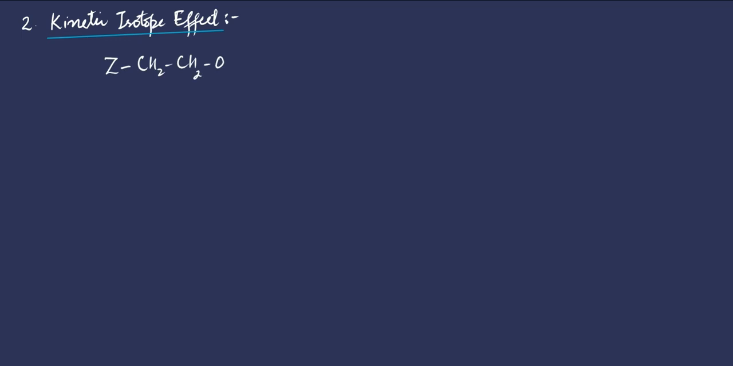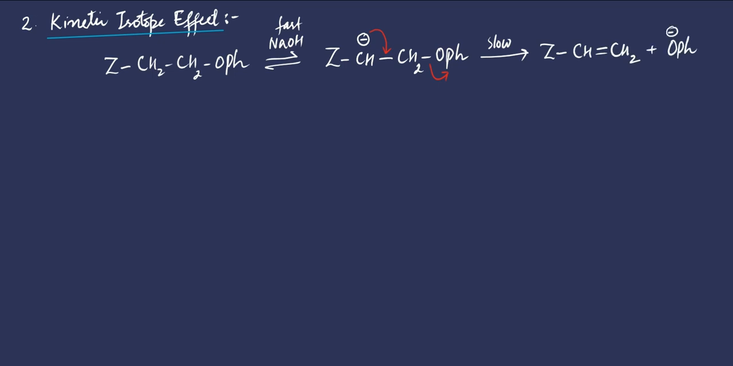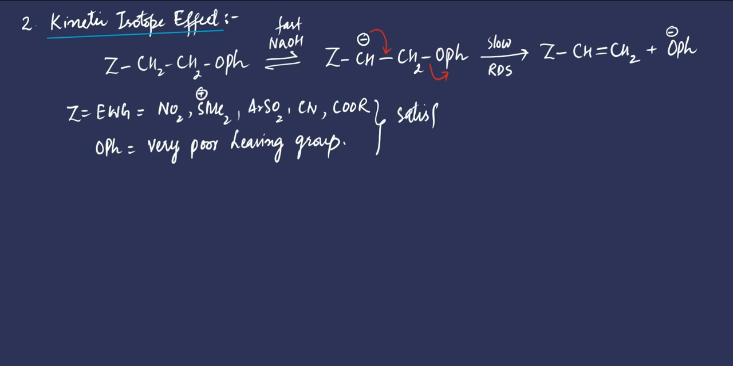We have predicted that the E1cB mechanism would most likely be found with substrates containing acidic hydrogens and poor leaving groups. Compounds of this type, where Z is an electron withdrawing group, belong to this category because OPh is a very poor leaving group. In the presence of base, fast reversible deprotonation of acidic H to form carbanion conjugate base, followed by slow expulsion of leaving group with poor nucleofugalability, results in the formation of alkene. Some of the electron withdrawing groups include NO2, Me2S+, ArSO2, CN, COOR. OPh is a poor leaving group. Thus these are satisfying conditions for E1cB mechanism to operate.